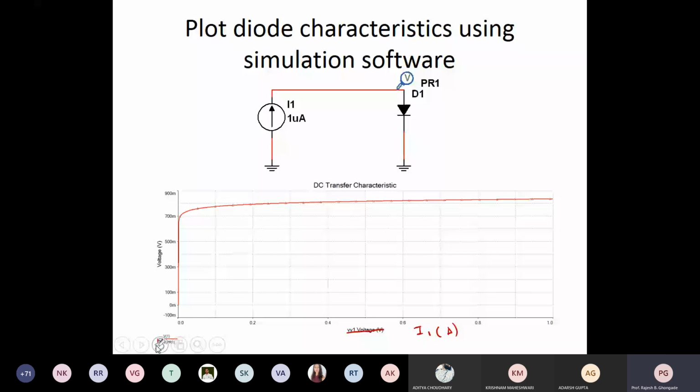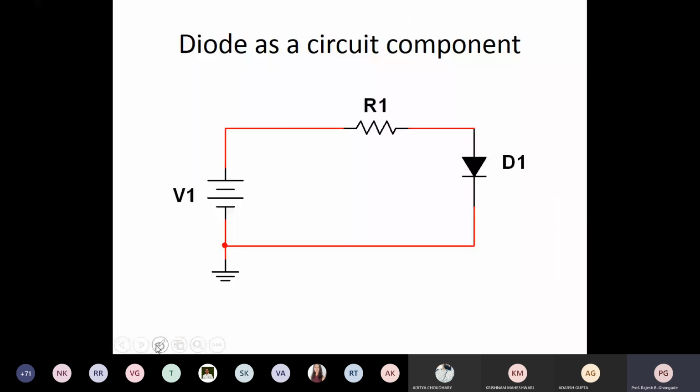Now let us have a look at the diode as a circuit component. As I said, we require a series resistance to limit the forward current through the diode, otherwise it will become a very large current. Please remember, since this is the P type and this is the N region, anode and cathode, this diode will be forward biased, because this is positive and this is negative. Now this forms a loop. There will be some current flowing through here, which I will call I.